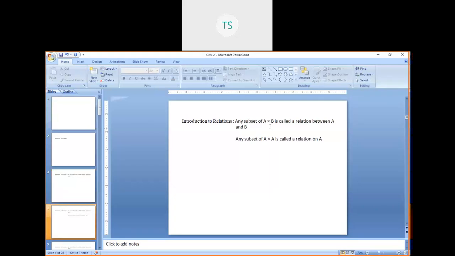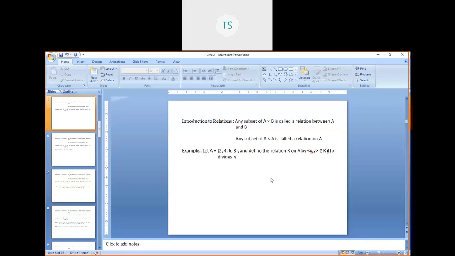Now, what is the difference between the first definition and the second one? In the first definition, both the sets are different, A and B. But in the second line, both the sets are the same, A and A. So any subset of A cross A is called a relation on A. For example, I will explain this with the help of this example.